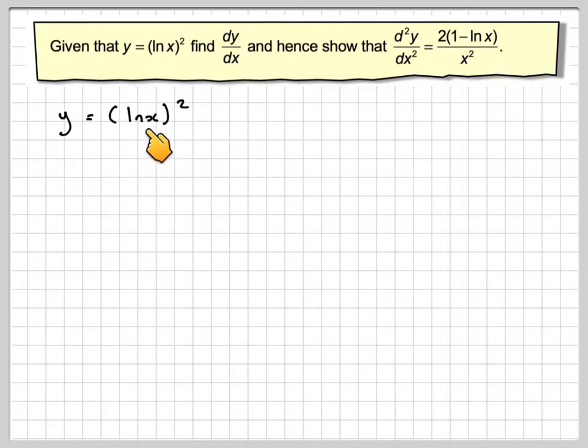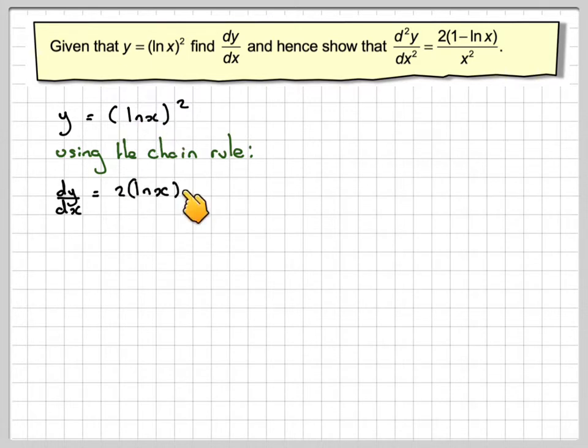Okay, so we're going to do this using the chain rule. So the chain rule will bring down the number in front of the bracket, so dy by dx will be 2. Write down the bracket, reduce the power by 1, so it will be to the power 1, which we won't bother writing in, times the differential of the bracket, which is 1 over x. And that will give me 2 ln of x over x.